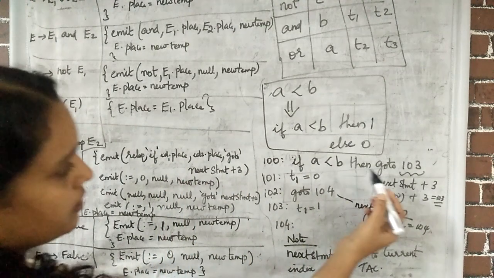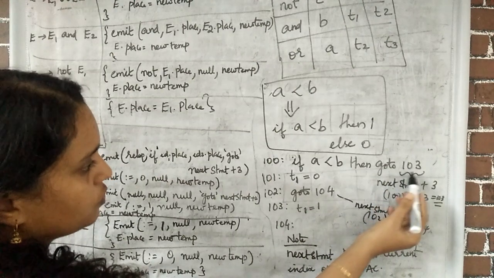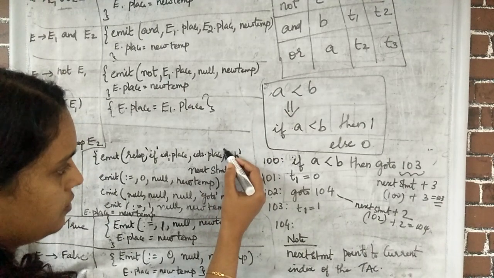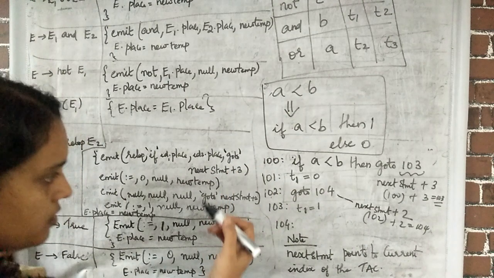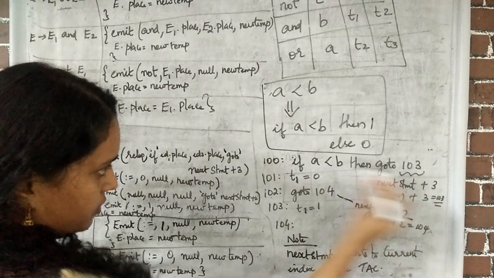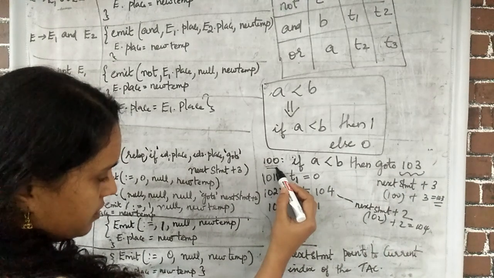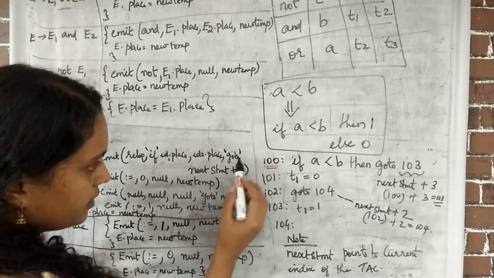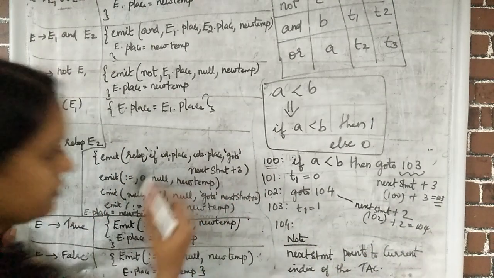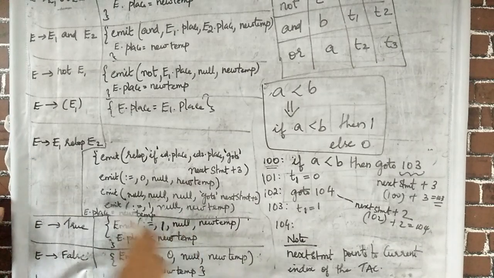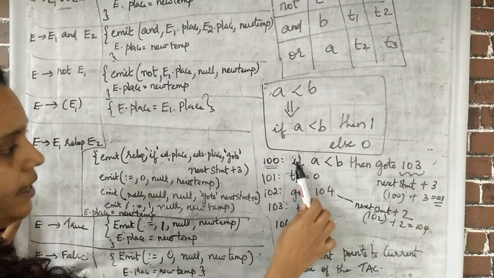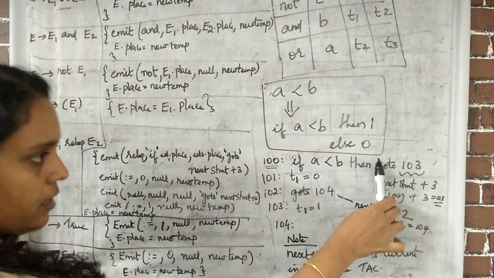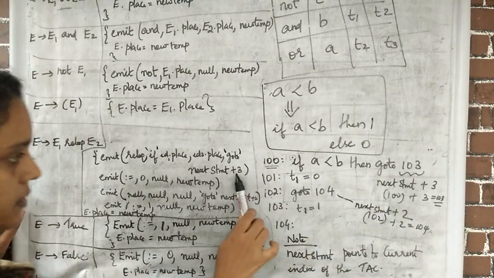Then what we need is goto 103. Again goto is also a label, given in single quotes. Goto what? This is 103. The next statement points here to 100, and here it will point to next statement plus 3, right? Then goto next statement plus 3. So how will you write this? First emit, this is a relational operator, label if ID1.place, comma, ID2.place. Label goto next statement plus 3.